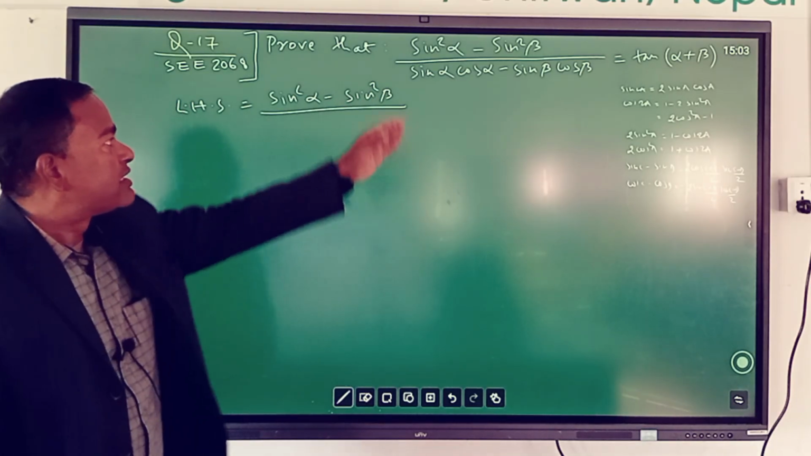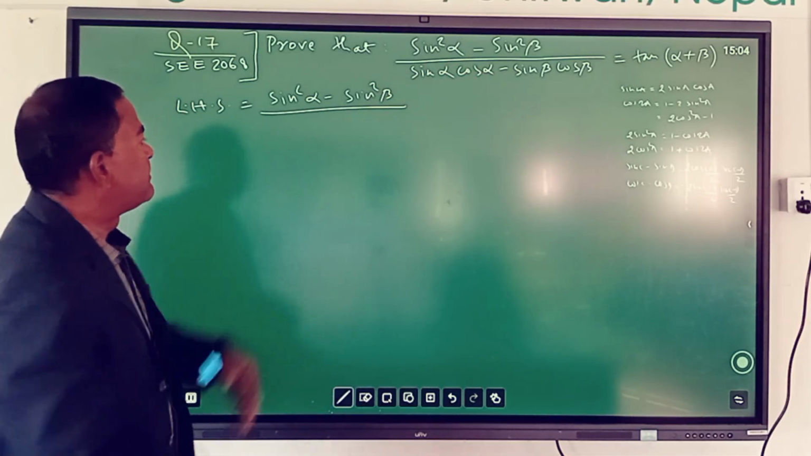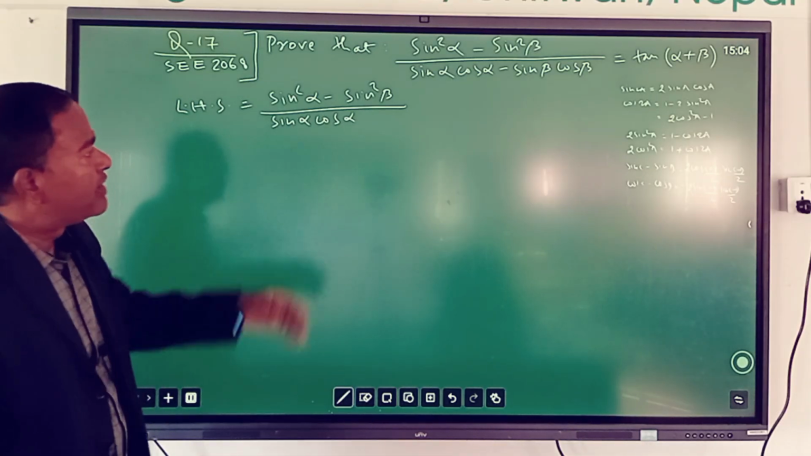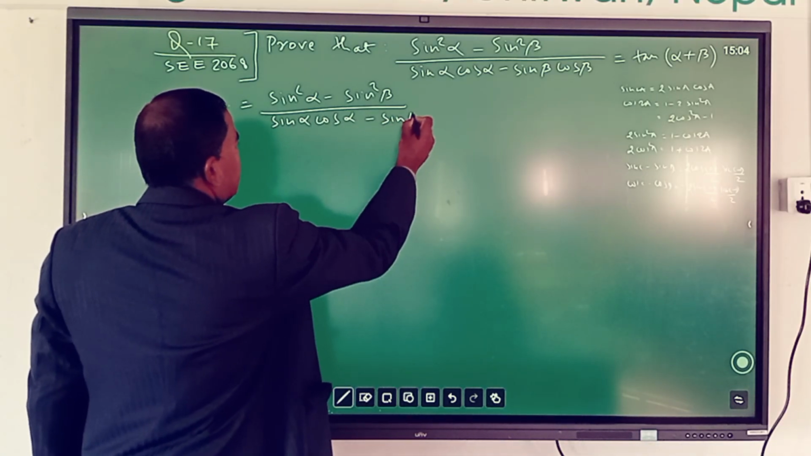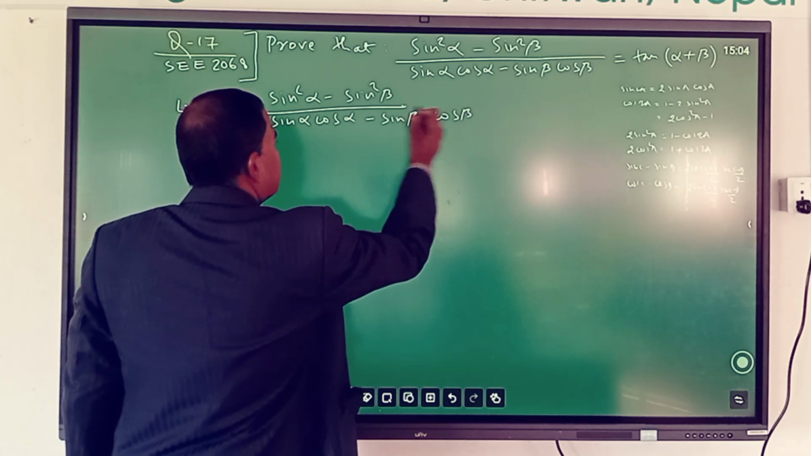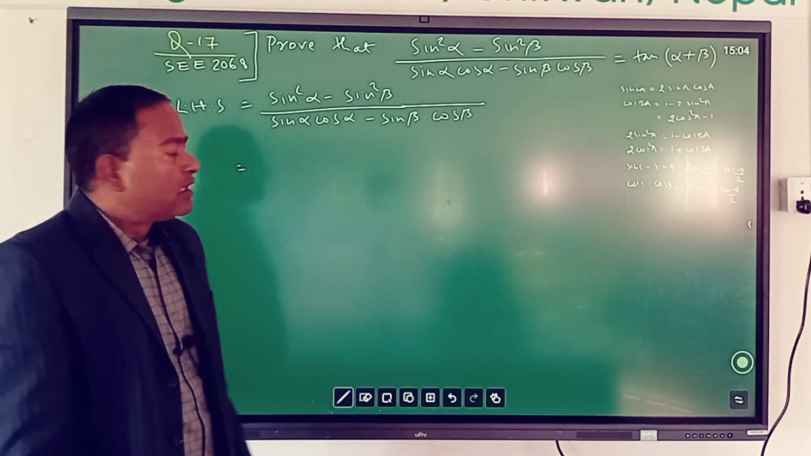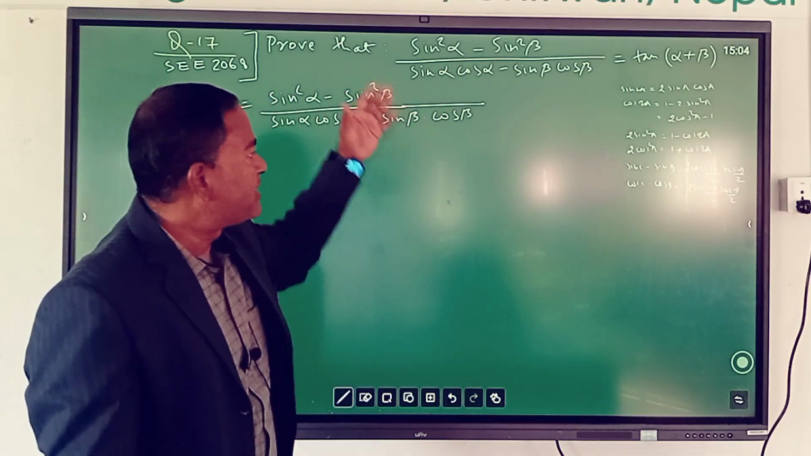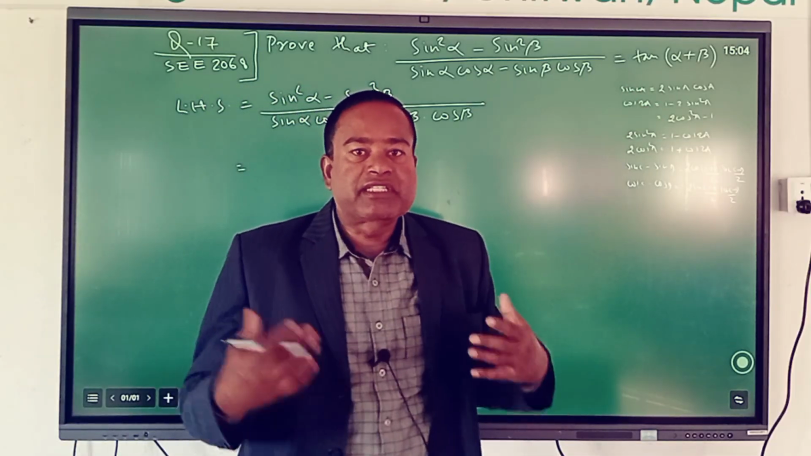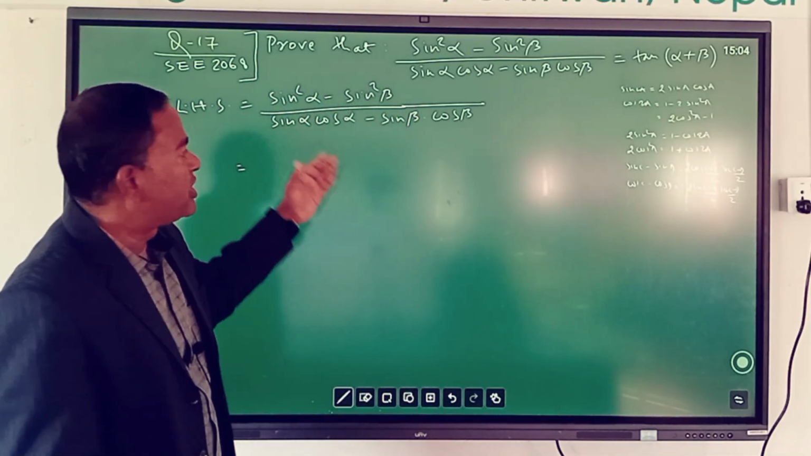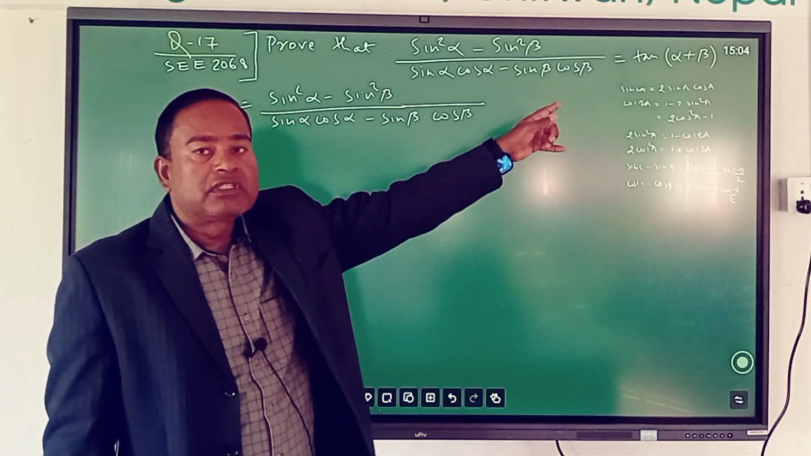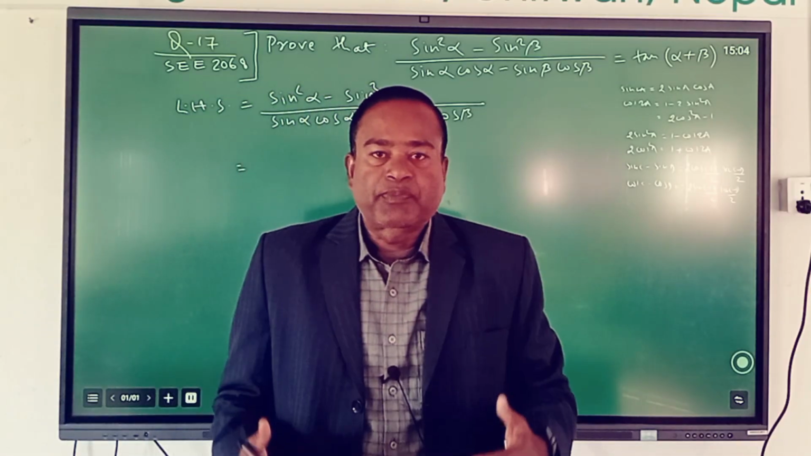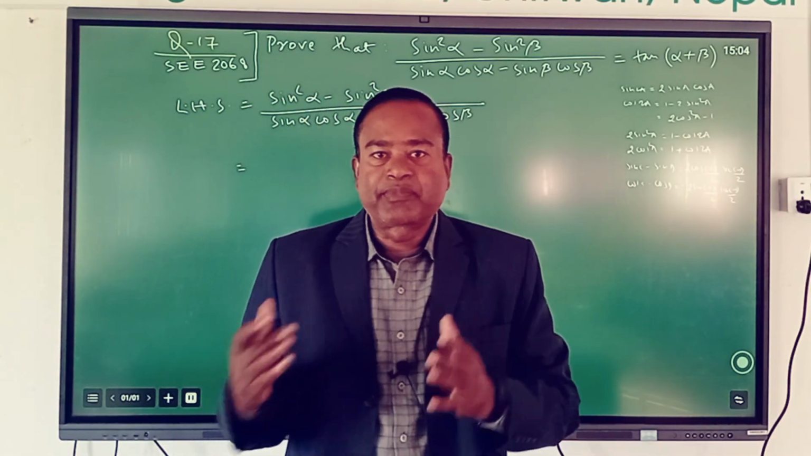In LHS we have sin²α − sin²β divided by sin α cos α − sin β cos β. So dear students, by solving this we need tan(α + β), which is the RHS. So the value of this would be equal to the value of tan(α + β). In this problem we need a very simple manipulation.